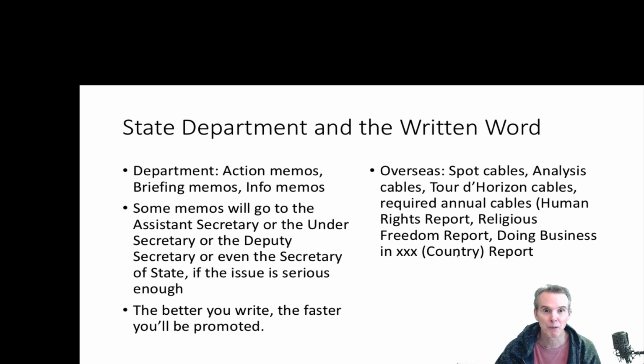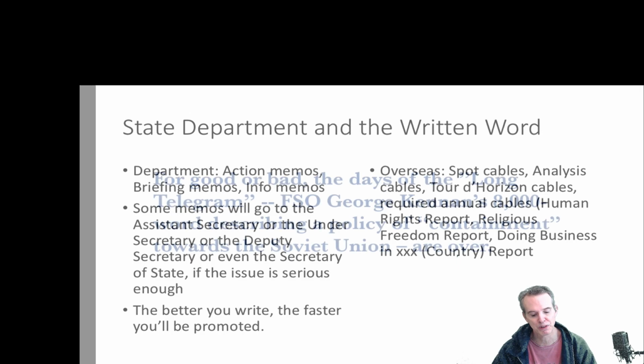But there are also required reports mandated by Congress. These are annual reports like the Human Rights Report or the Religious Freedom Report. The Econ and Commercial sections also will be completing reports, typically on a biannual basis, about the business climate in your host country, the report named Doing Business in Botswana or the Ukraine or Australia, which are very important for the U.S. business community when they come overseas to your host country and do business.